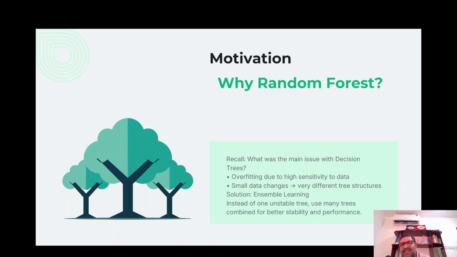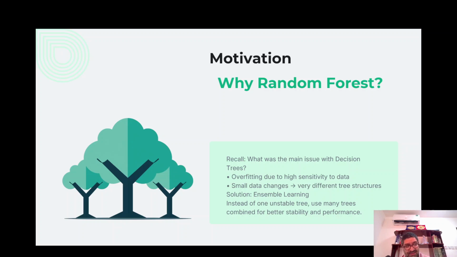So ensemble is actually a concept where we are combining. In random forest, what is being combined? It is multiple decision trees. A random forest is a combination of multiple decision trees, not a single decision tree.